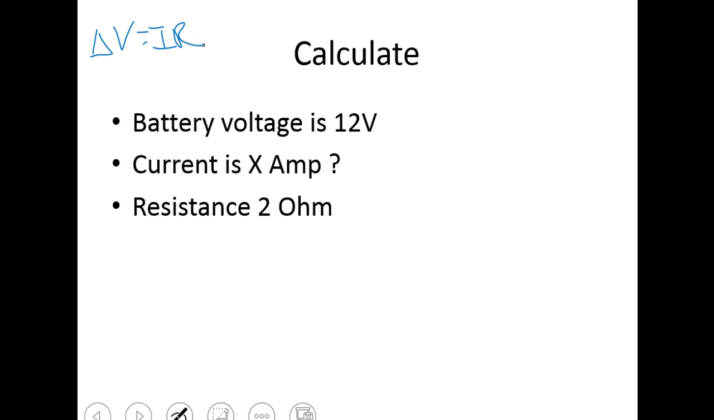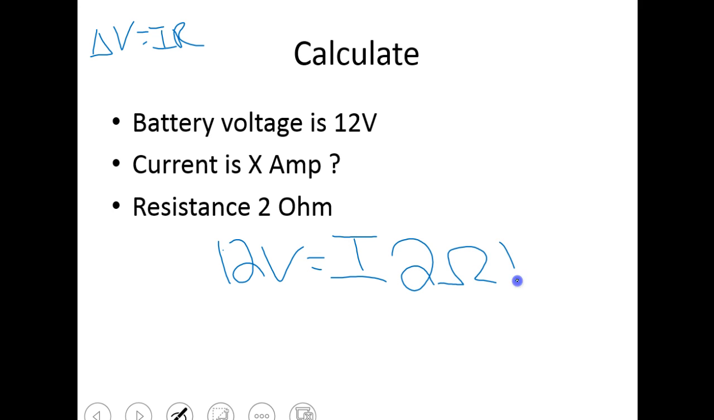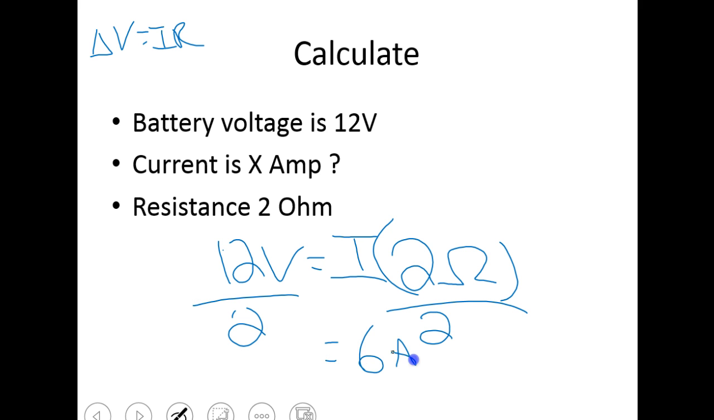Go ahead and pause the video and solve this one out. If I have a 12-volt battery and a 2 ohm resistor, what is the current flowing through that? Well, okay, I'll plug in. I've got 12 volts, and I don't know the current. And then I've got a 2 ohm resistor. I'm going to need to divide by 2 to find out that I've got a current of 6 amps.